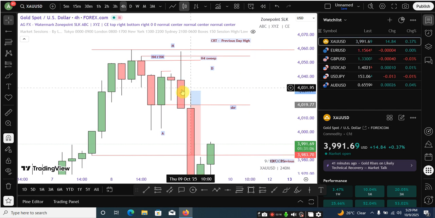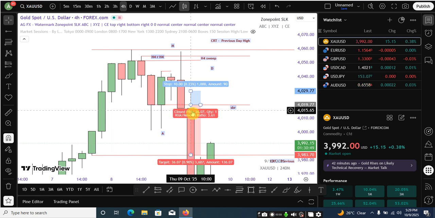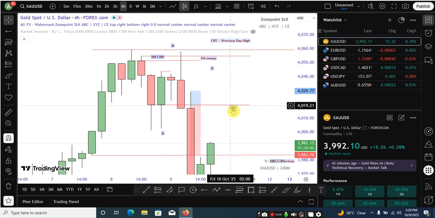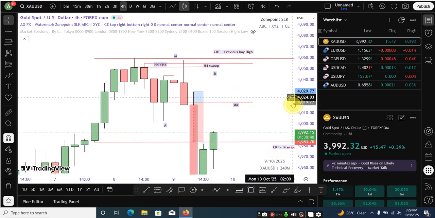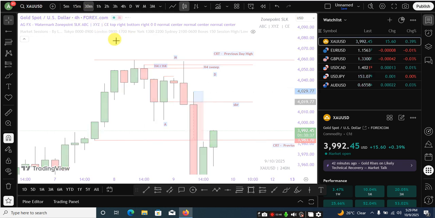So I waited for this candle to close around 10 o'clock, and when the candle closed, I saw it break below this key level, which is supposed to be a support, now turning to a resistance. So I marked that out and wrote SBR, that is support becomes resistance. So after seeing that, after this candle closed by 10 o'clock, I moved to 30 minutes.